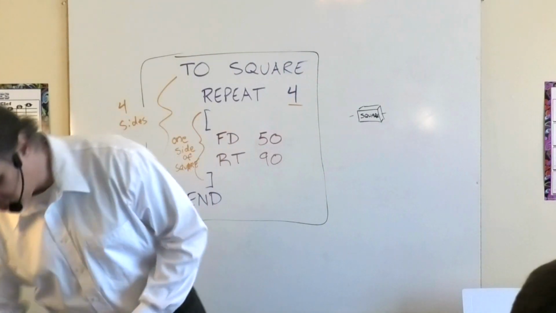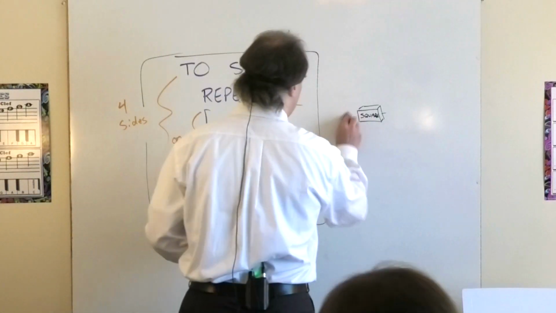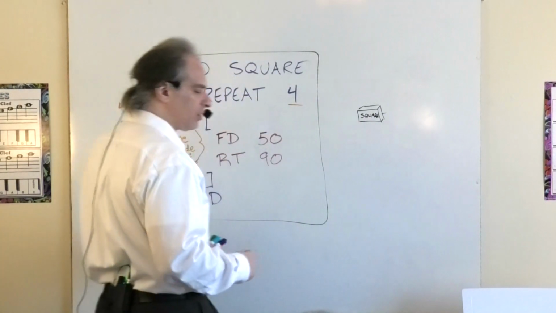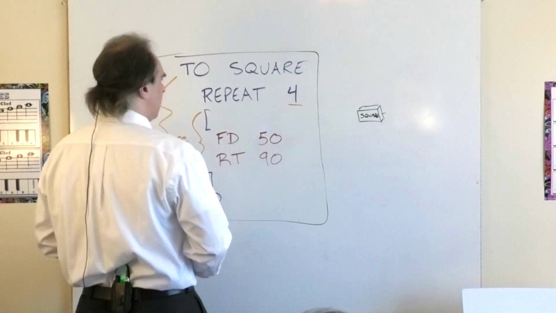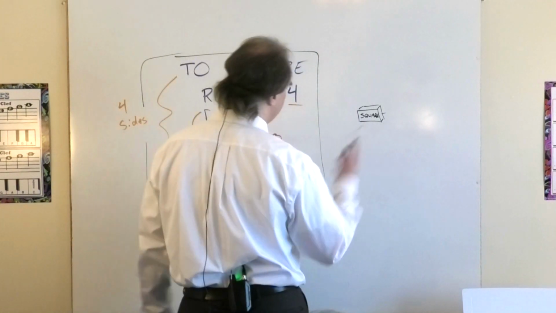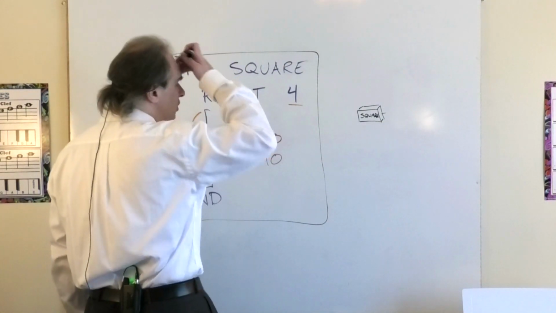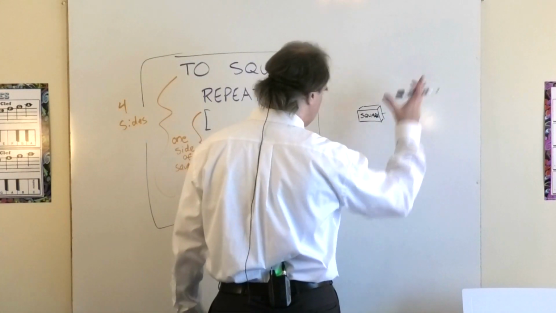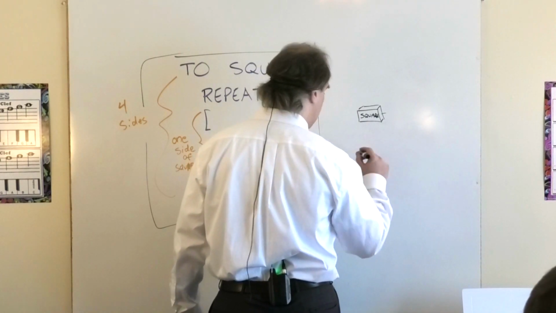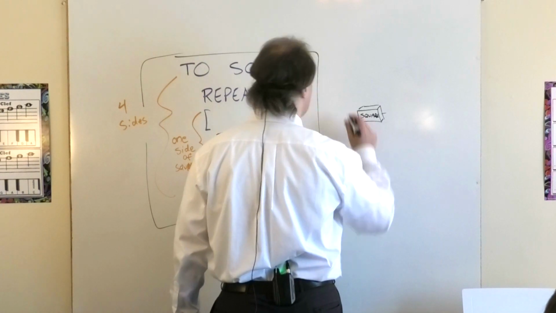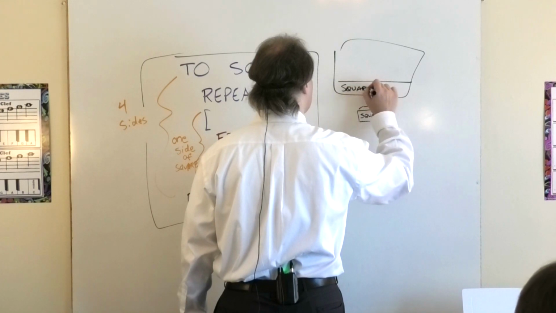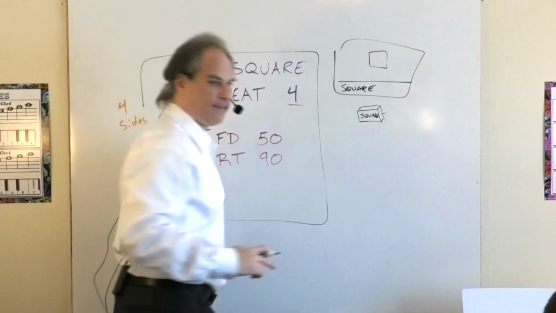And so when you have a function with no inputs, it's called a procedure. I don't particularly care for that word, so I just say function, because why have two words when you can just have one? They say that when you use the word procedure, it means there's no inputs. It's a function. So now you just go to the front side and type the word square in the command center, and the turtle will draw a square.